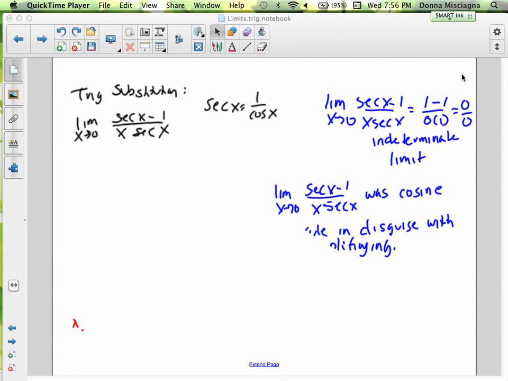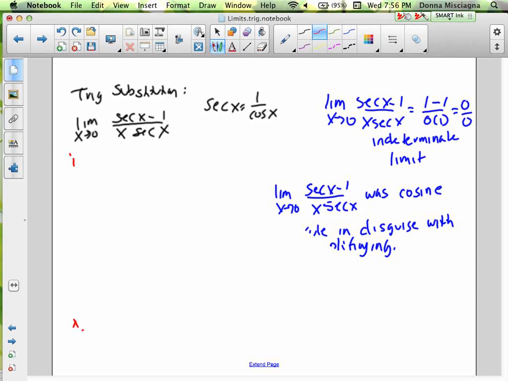Let's take a look at this one. One last problem. I guess I should have made this three different nearpods. So we have the limit as x approaches 0 of secant x minus 1 over x times secant x. We could try multiplying by the conjugate, but let's try something else. Let's replace secant x with 1 over cosine x.